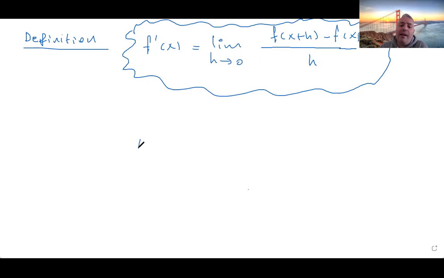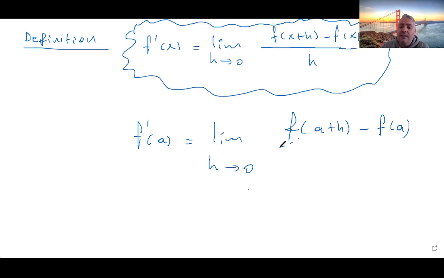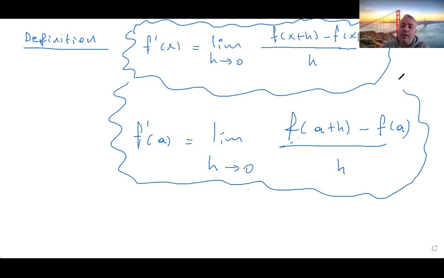So if we have f prime at a, it means the limit as h approaches 0 of f at a plus h minus f at a, divided by h. And in the lesson, we talked about why and how h approaches 0, this will be a limit. I have explained everything, so I don't want to do it one more time here.